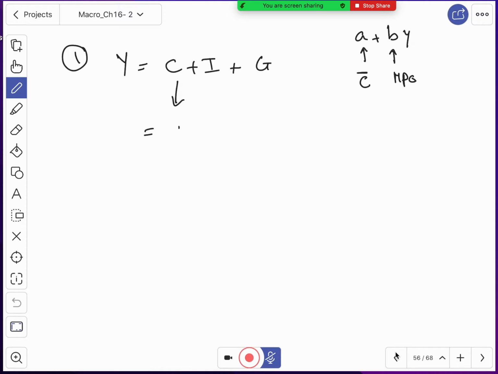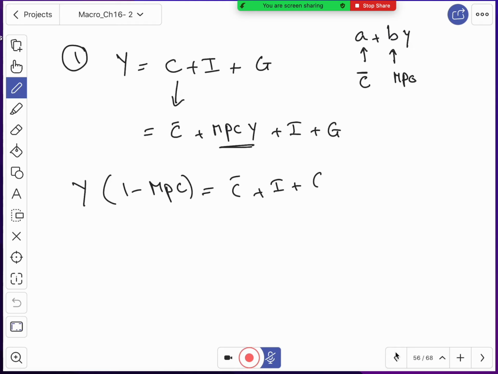So Y is equal to C bar plus MPC times Y plus I plus G. And then we can take Y as a common factor, take it to the other side, and then we're left with C bar plus I plus G. And we can write the multiplier as 1 over 1 minus MPC, as we have seen before in one of the previous topics, right? And then this is multiplied times C bar plus I plus G.